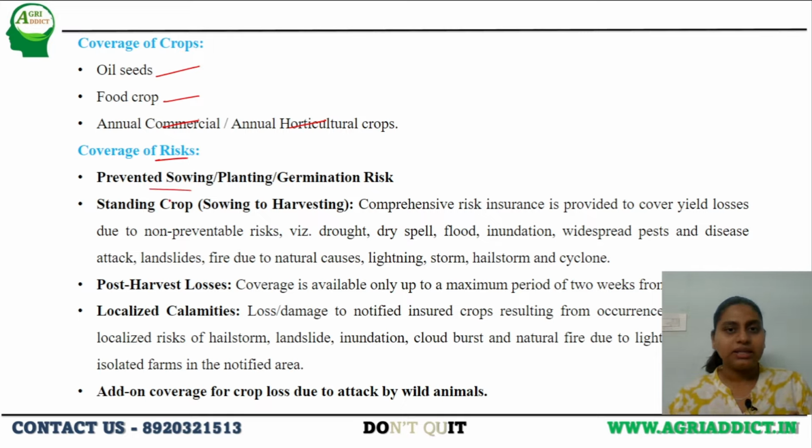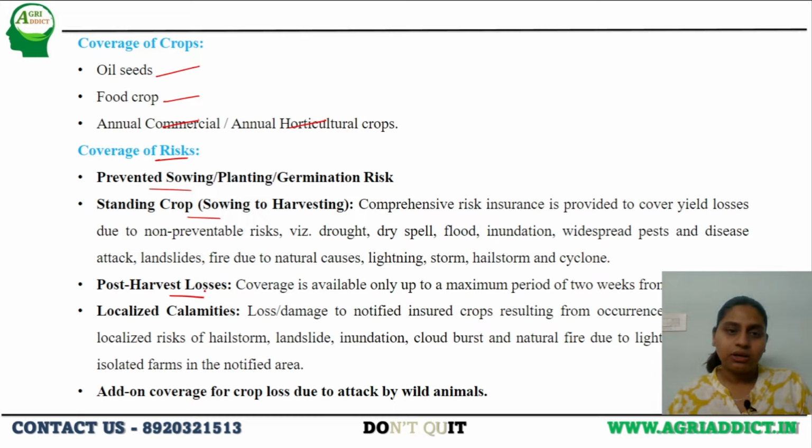sowing risk, that is, if there is any failure of germination of seeds because of the poor quality of seeds, then that will also be covered. And standing crop loss, that is, if there is any loss of crop due to natural calamities like drought, flood, and pests and diseases majorly, it will also be covered under this scheme.